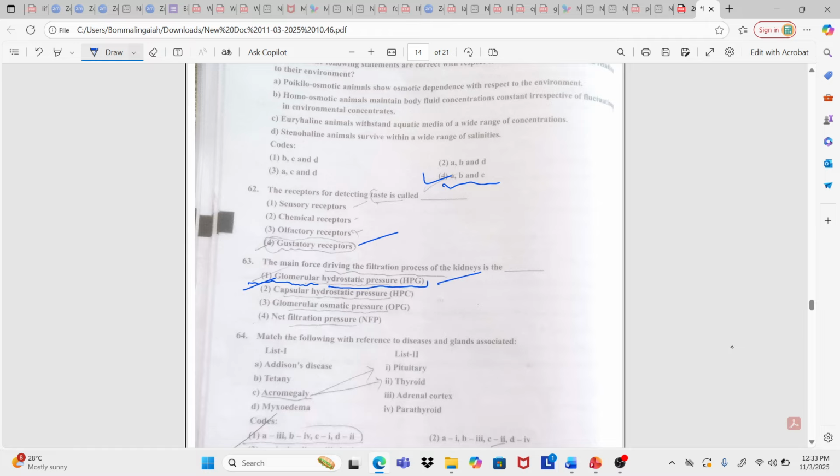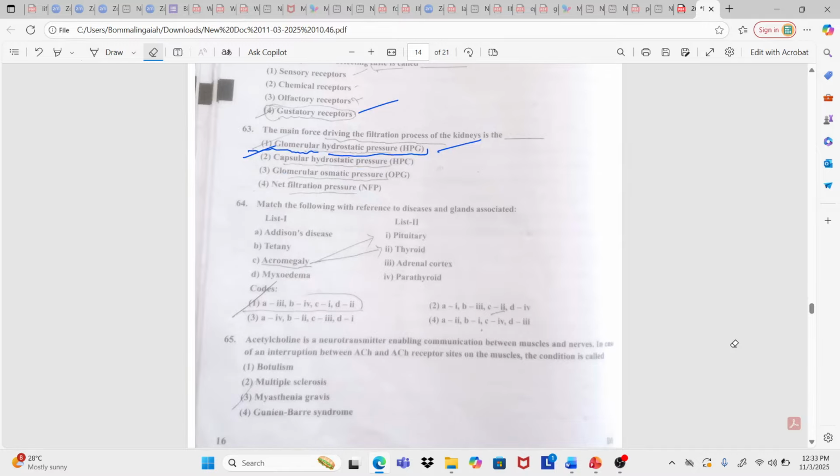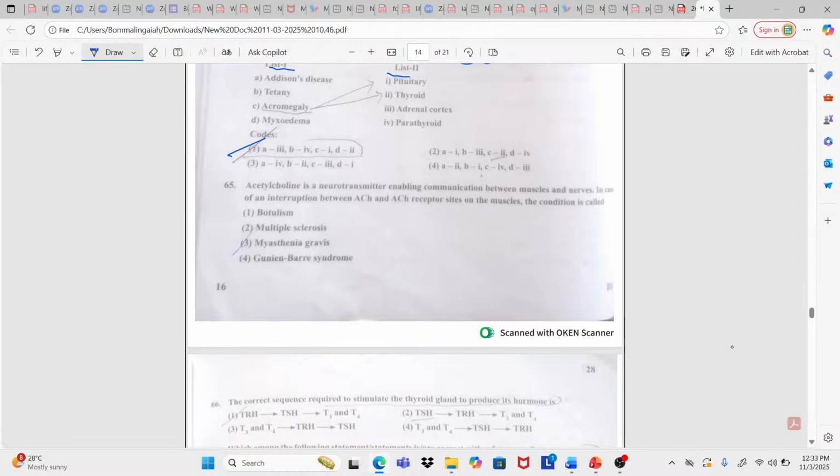We move to the section Match the following. Here list 1 is provided and list 2 is provided. List 1 gives the diseases and the glands associated. The correct option for this question is the correct one. Next, we have a question. The correct option for this question. Okay. Next, another question.